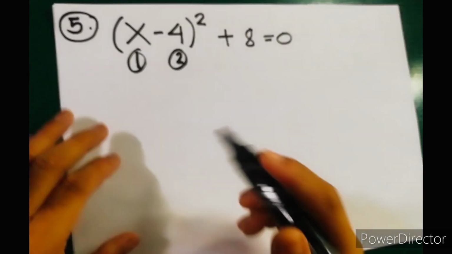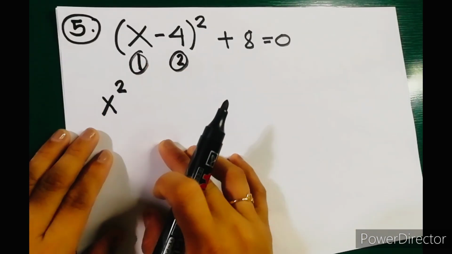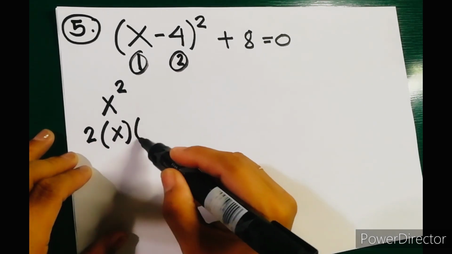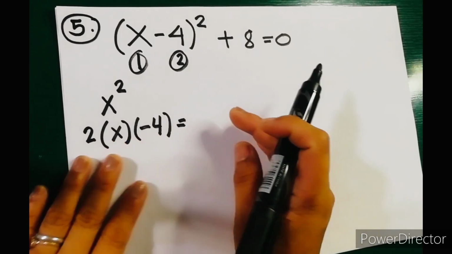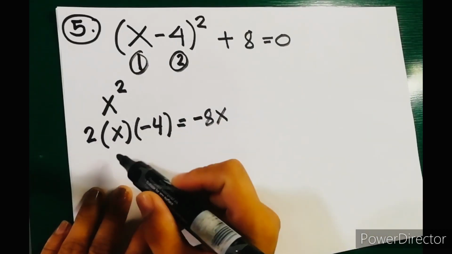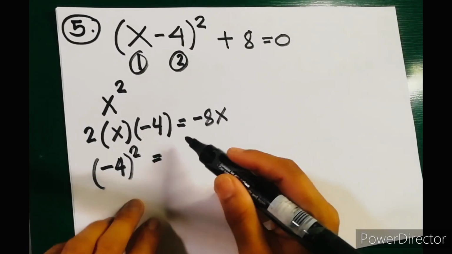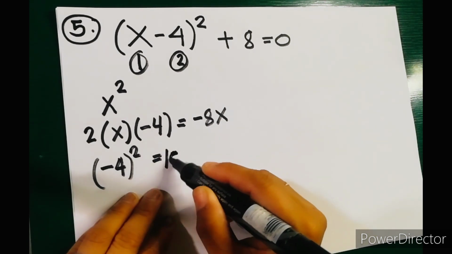Okay, so first, what is the square of the first term? So x squared. What is twice the product of the first and your second term? So negative 4 times x times 2 is negative 8x. And what is the square of your last term? So the square of your last term is negative 4 times negative 4, which is 16.